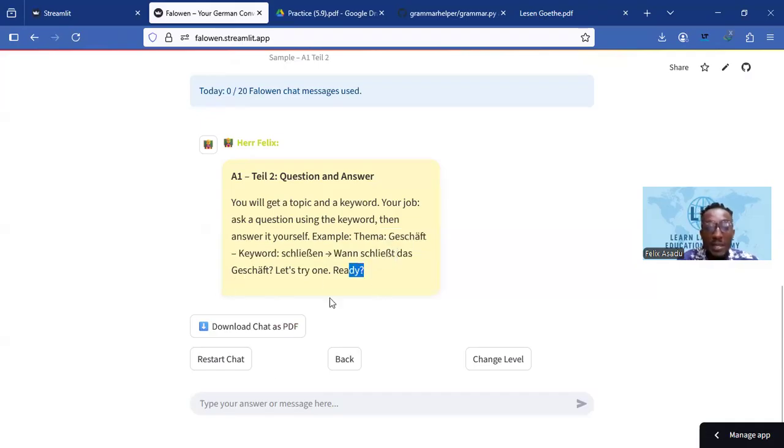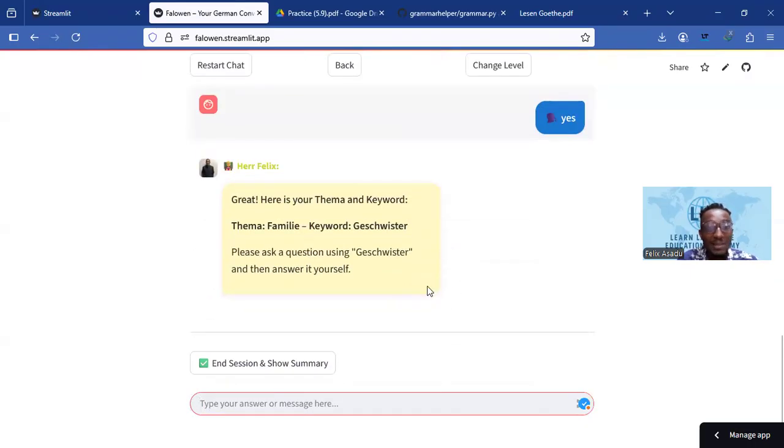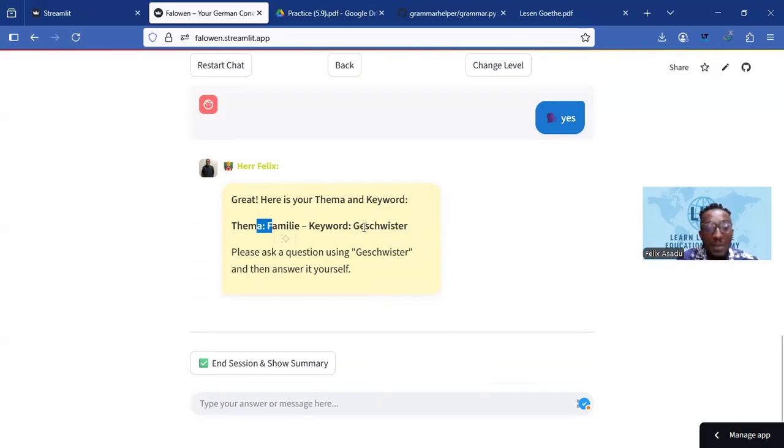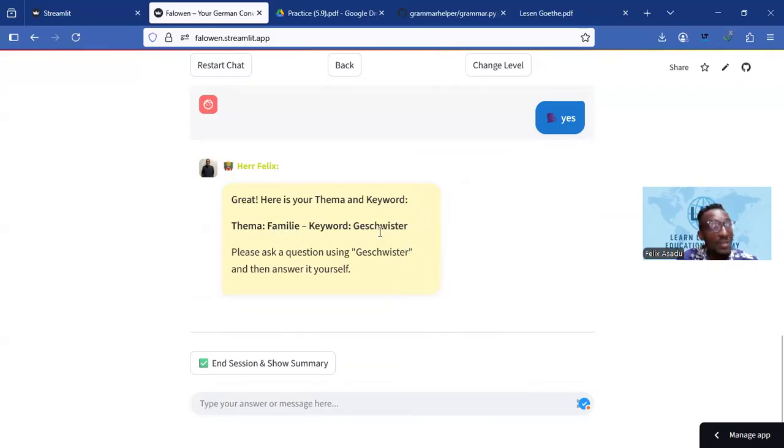So we have it ready here. You just type here, yes. And if you don't understand any grammar thing, just ask it. Ask. It's going to explain it to you. If you don't understand Geschäftstar, you ask, what's the meaning of Geschäftstar? It's going to explain it for you. So number one is familie, that's the theme, and the keyword is what? Geschäftstar. So which question can you ask?